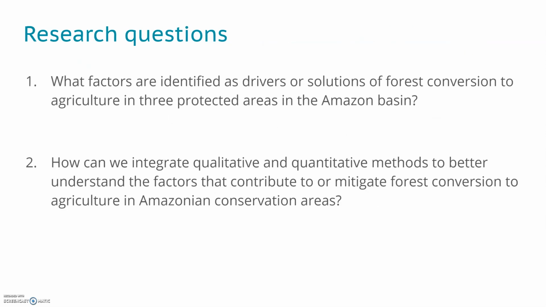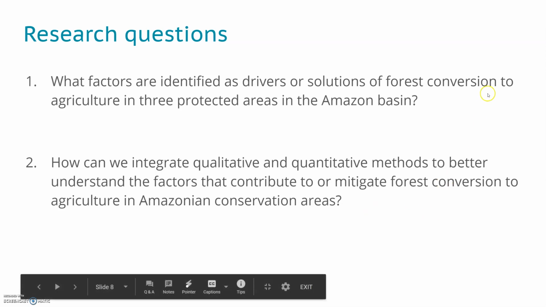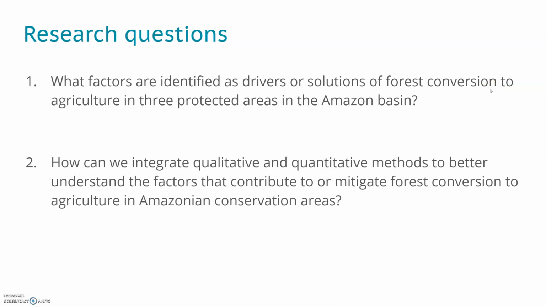So, research questions. We are interested in identifying factors that are drivers or solutions of forest conversion to agriculture in 3 protected areas in the Amazon. And then we ask, how can we integrate qualitative and quantitative methods to better understand the factors that contribute to or mitigate forest conversion to agriculture in these protected areas?